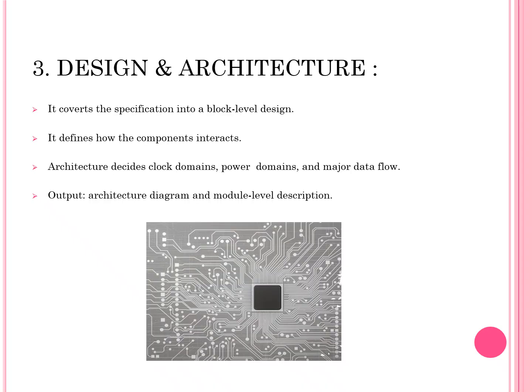In this stage, the specifications are converted into a block level design. Here, designers define how each component interacts with one another to achieve the desired functionalities. The architecture phase also decides important aspects like clock domains, power domains, and the main data flow across different blocks. The final output of this stage is an architecture diagram along with the module level description that acts as a foundation for RTL design.